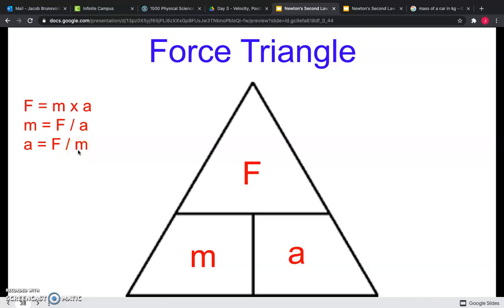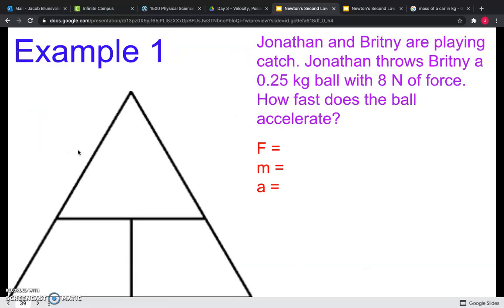Okay, and so then let's use the force triangle and these three equations to solve some practice problems here. In our first example, Jonathan and Brittany are playing catch. Jonathan throws Brittany a 0.25 kilogram ball with 8 newtons of force. And then the question asks, how fast does the ball accelerate?